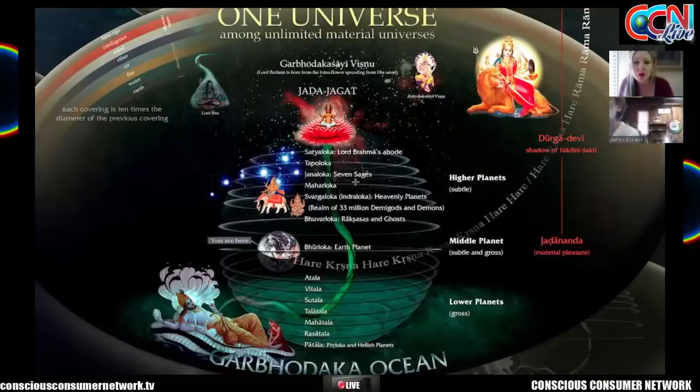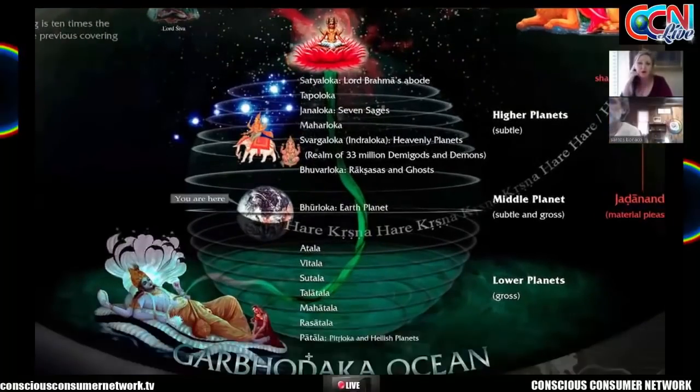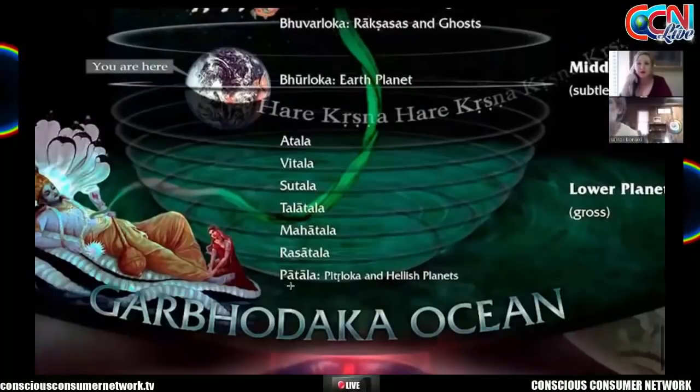And then, of course, you'll remember the first graphic I showed you in the Kabbalistic system. This is Saturn, Jupiter, Mars, Sun, Mercury, Venus, Mercury, Moon. And then here is the Earth plane. And then underneath this plane, there are seven lower planets. And the lowest planet here is Patala, and these are the hellish planets.